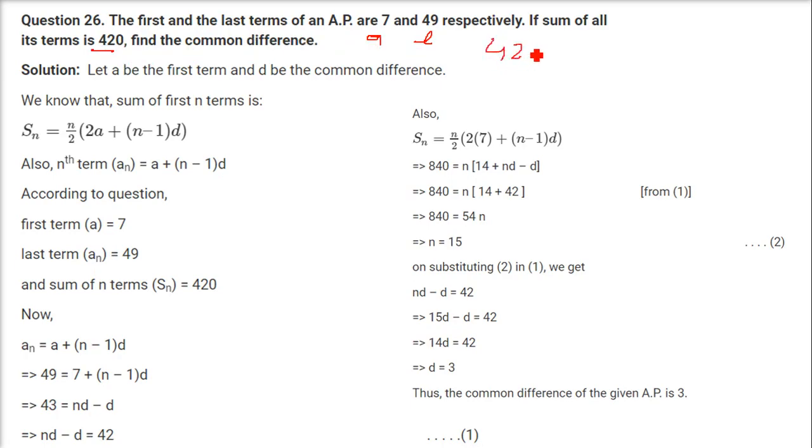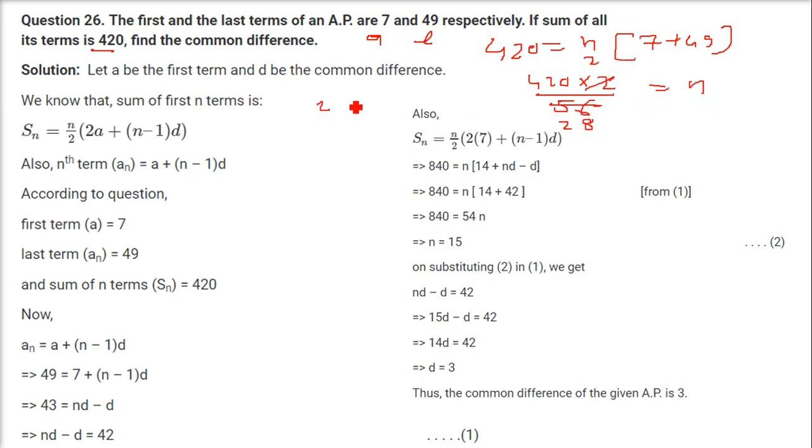So sum 420 can be written as n by 2 into (A plus L), 7 plus 49. Right? So n is going to be 420 into 2 by 7 plus 49. This is going to be 56. 49 plus 7 is 56. So 2 fours are 8 and 2 eights are 16. So how can this n be found out?